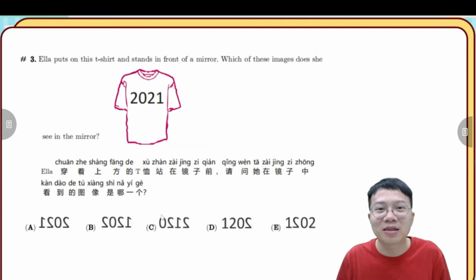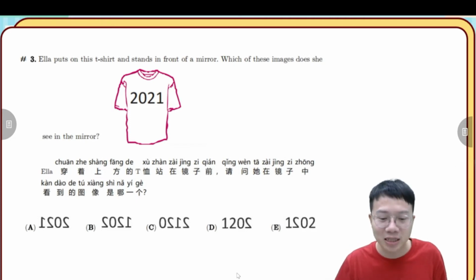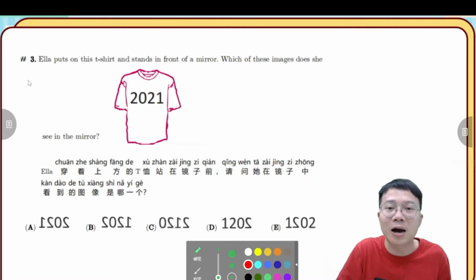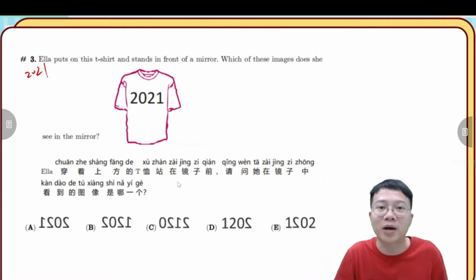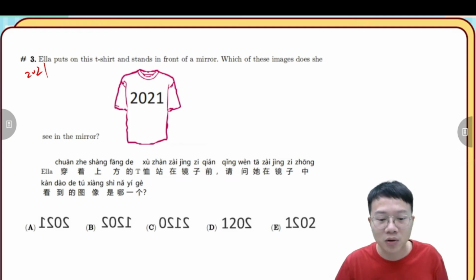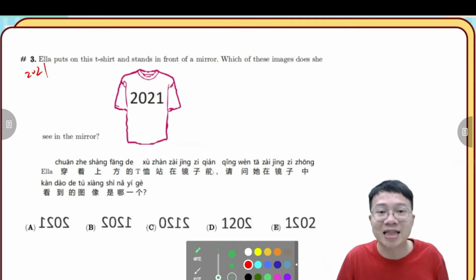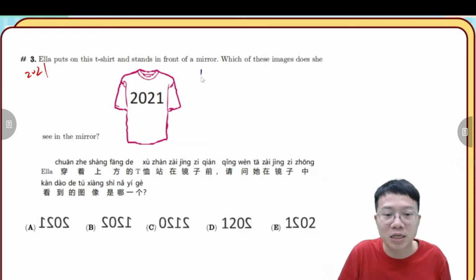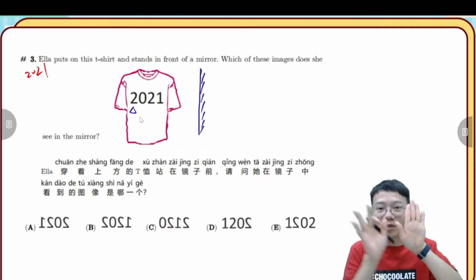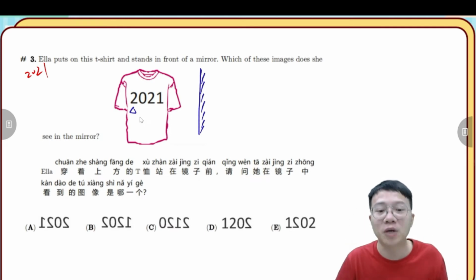Before that, about line symmetry, we will have one more. Actually, this is a real test paper question from 2021. 2021年的一道真题。So here we can see Ella puts on this T-shirt and stands in front of a mirror. Which of these images does she see in the mirror? Still remember, suppose this is a mirror. 假设这是一块镜子。So here we start with the 2. 2 here is on the left. When we have the reflection, still remember, it should be on the right. Very good. And then you can draw the picture, something like this, right?